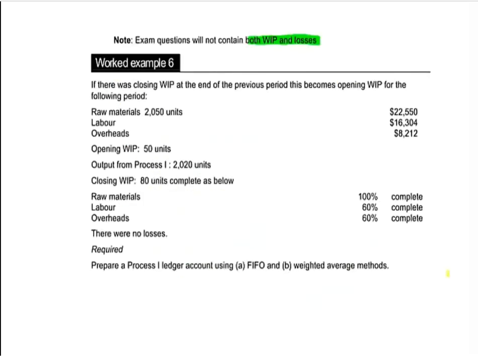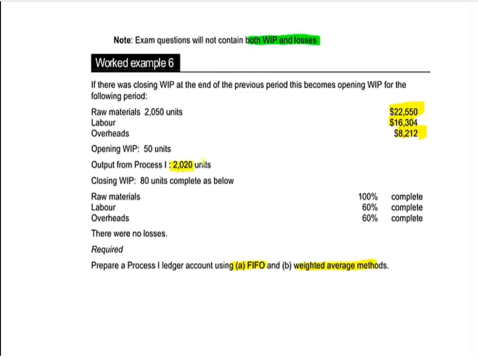In worked example 6 then, we're going to use both FIFO and weighted average methods to prepare the process accounts when we have got opening and closing work in progress. We're going to use the subsequent period from the information that we had in lecture example 4. In the exam, if you are using a subsequent process, the information will be presented to you. So what we've got then is information about the inputs for the next period, and we've also got information about the outputs.